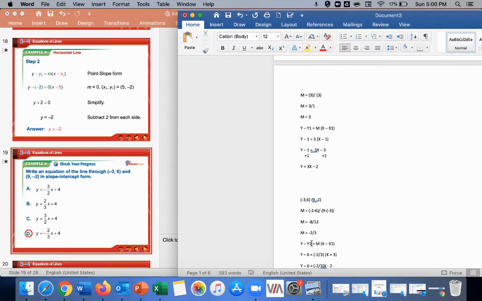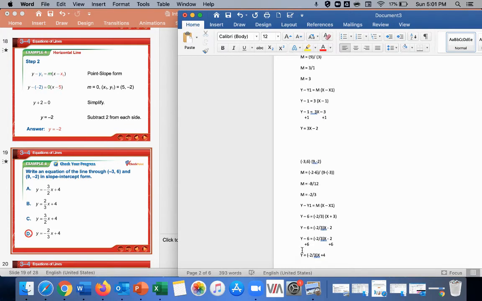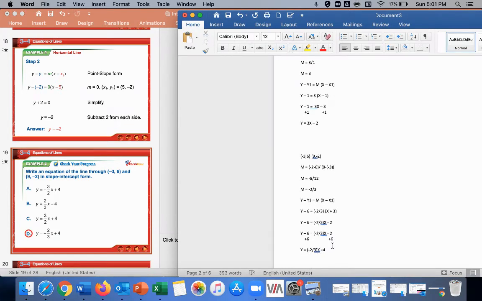Let me pop it in point slope formula: y minus y1 equals m times x minus x1. So y minus 6, we plug in our numbers, equals -2/3 times (x plus 3). The next thing I did was distribute, so y minus 6 equals -2/3 x minus 2. Then I added 6 to both sides, so eventually I get y equals -2/3 x plus 4.